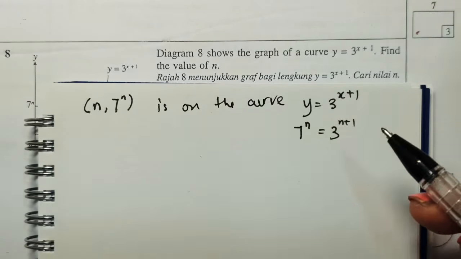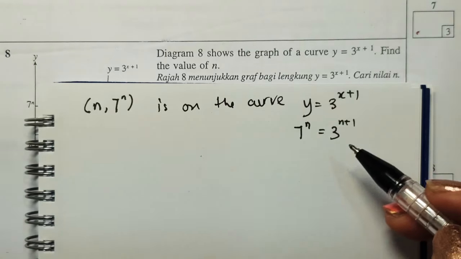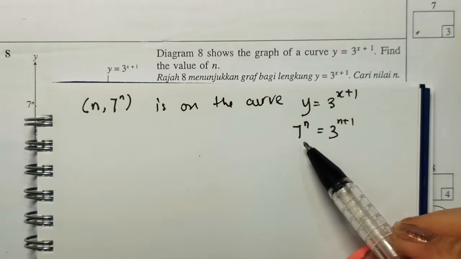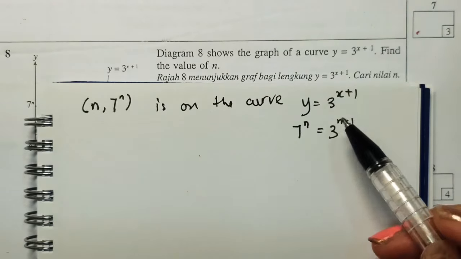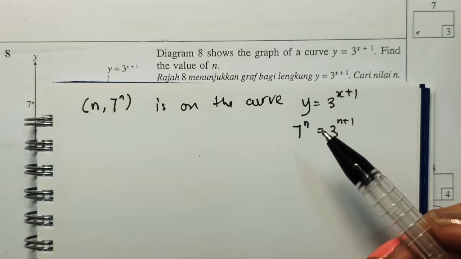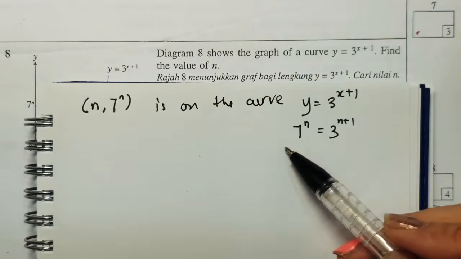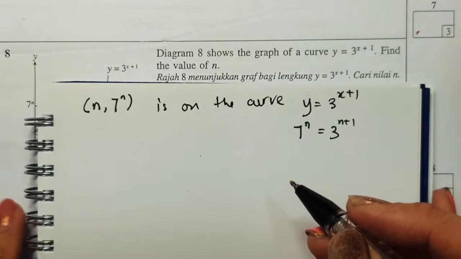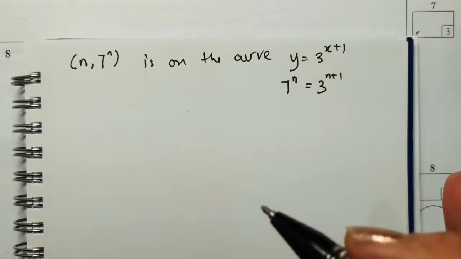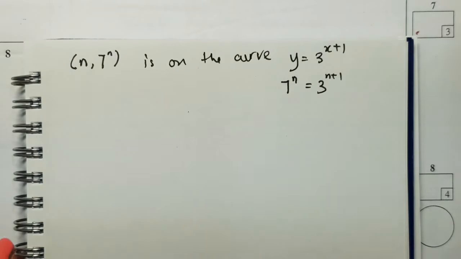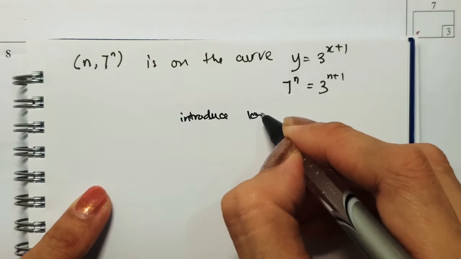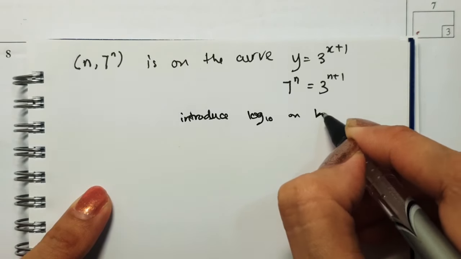Now, under the chapter of indices and logarithm, we try to change so that our terms would have the same base. In this case, we already have a single term on both sides. However, I can't find a common index with the same base that connects these two numbers. So the only choice that we can do is introduce log. You introduce log whenever the law of indices is no longer applicable. So over here, introduce log base 10 on both sides.